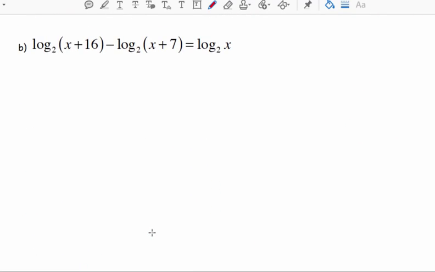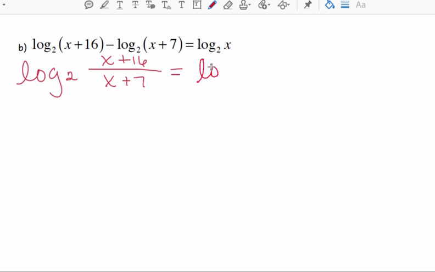Okay, so subtraction turns to division. Subtraction is a quotient, or using the quotient rule. We have log base 2 and then a fraction bar right away: x plus 16 on top and x plus 7 on the bottom is equal to log base 2 of x.